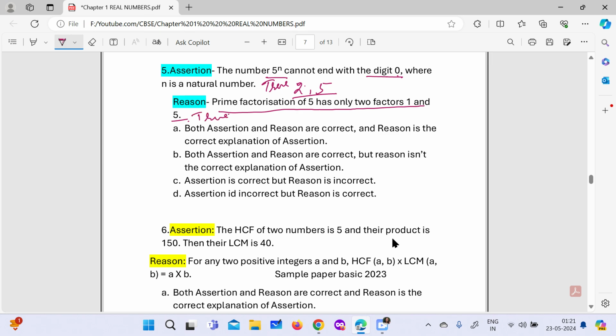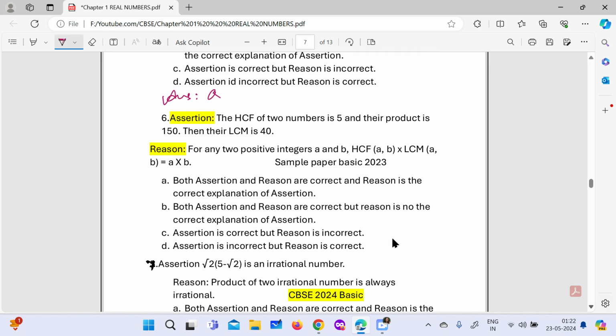So which one will it be? Both assertion and reason are correct, and reason is the correct explanation. So your answer is A part. Now let's see what is another one.